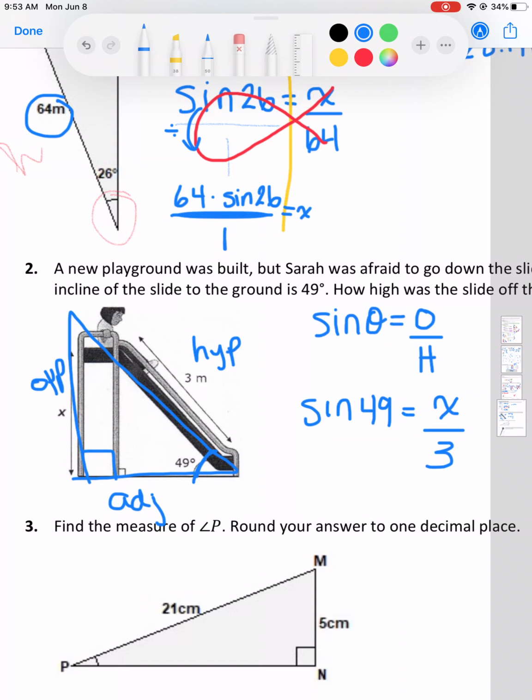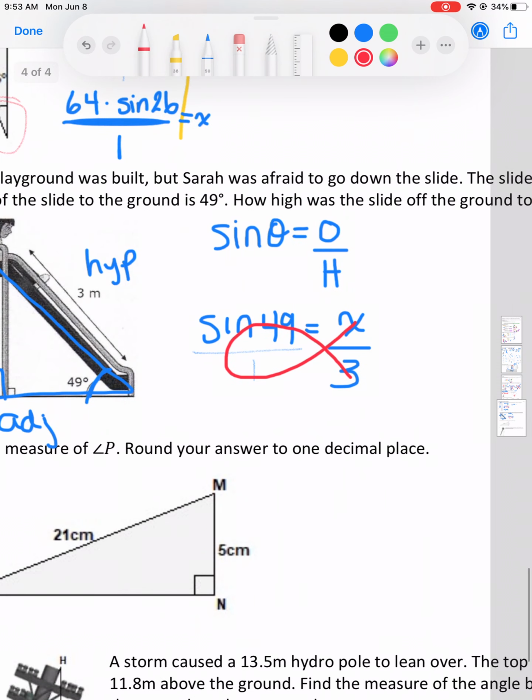So, remember this is over 1, and we're going to set up our fish. 3 times sine 49 divided by 1 is going to give me x.